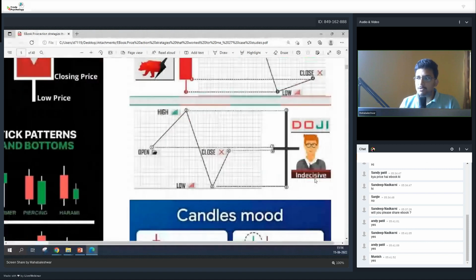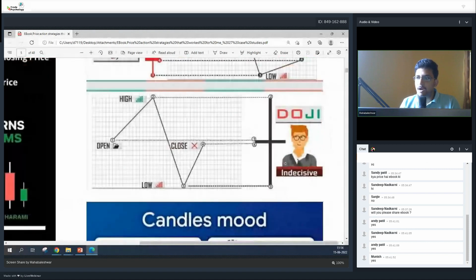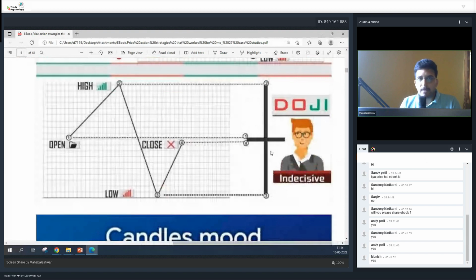So what actually is a doji? What is the meaning of a doji and why is it an important pattern to identify the market direction? In a doji, the price opens, it creates a high, it creates a low, and it closes somewhere near the open, right? If it closes above the open, it's called a bullish doji, and if it closes below the open price, it's called a bearish doji, right? So this is what a doji is, which is called indecisiveness in the market.